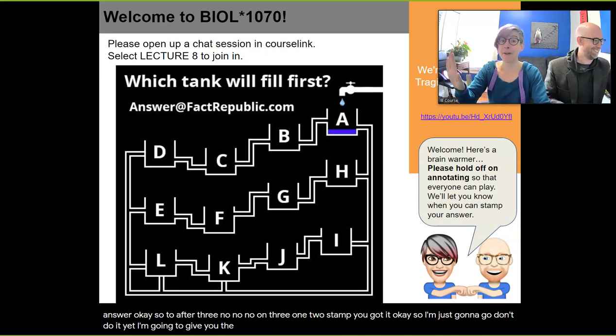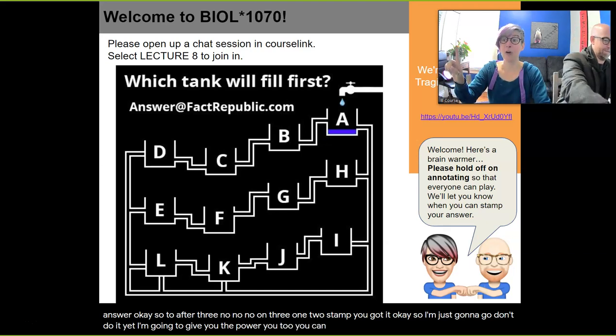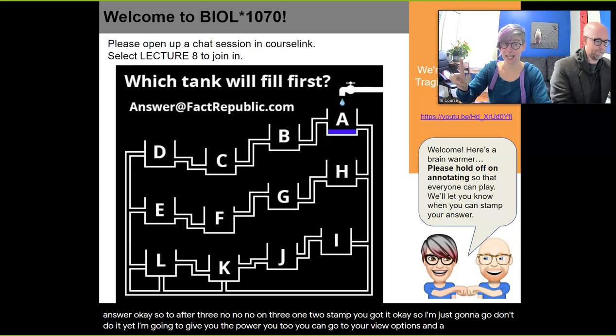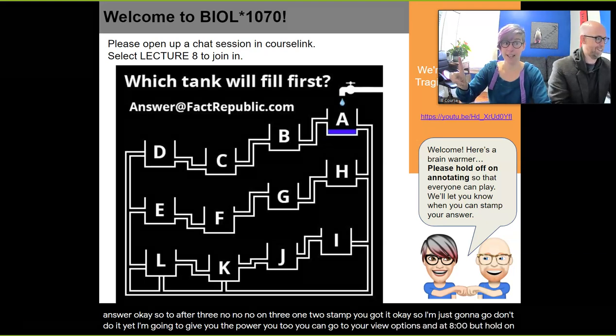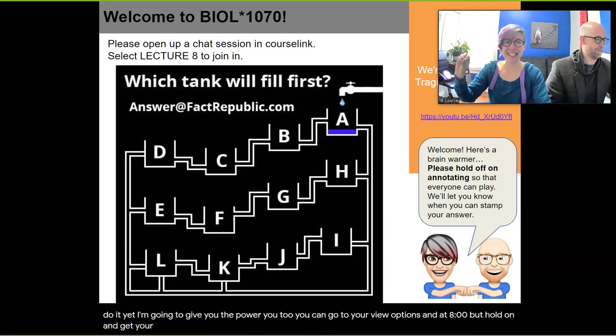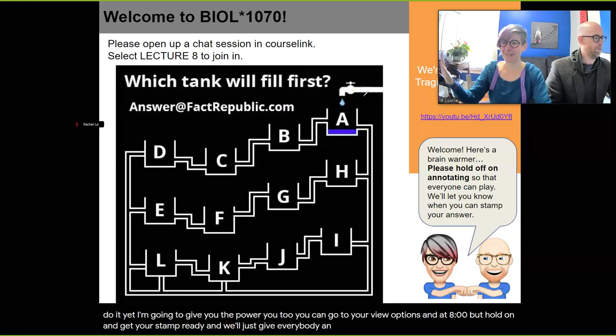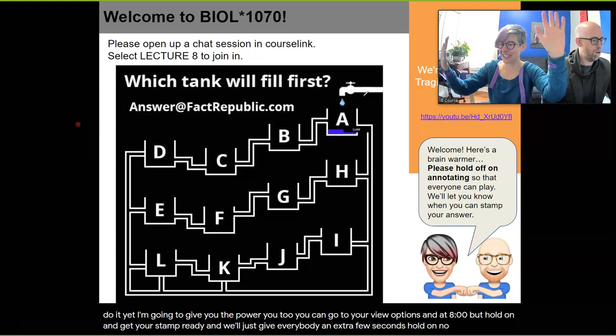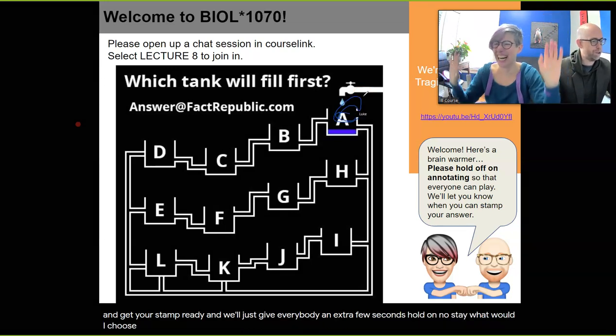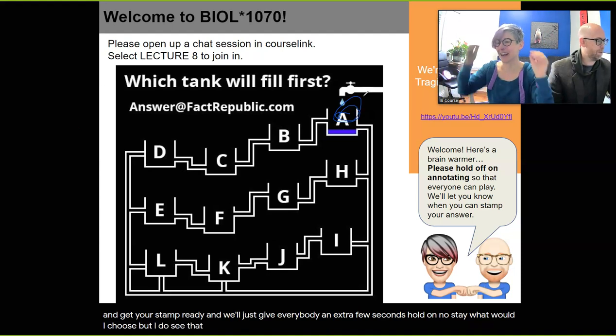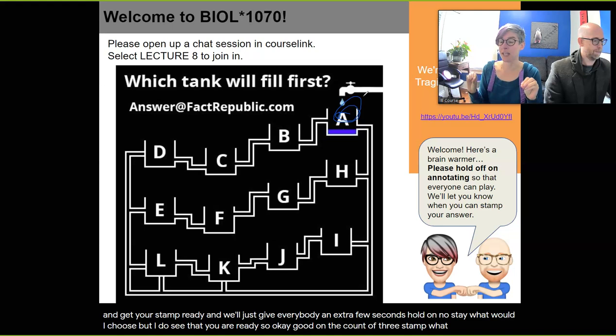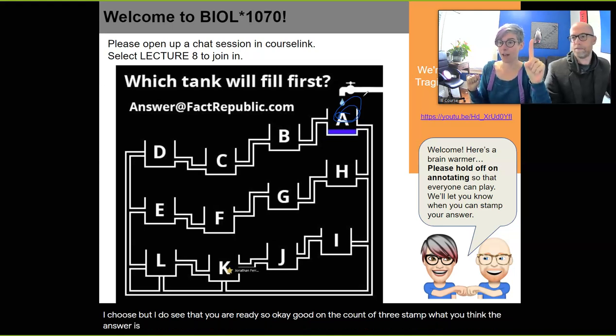I'm going to give you the power to annotate, and then you can go to your view options, annotate, but hold on. And get your stamp ready, and we'll just give everybody an extra few seconds. Hold on, don't stamp. But I do see that you are ready, so okay, good. On the count of three, stamp what you think the answer is. One, two, three.